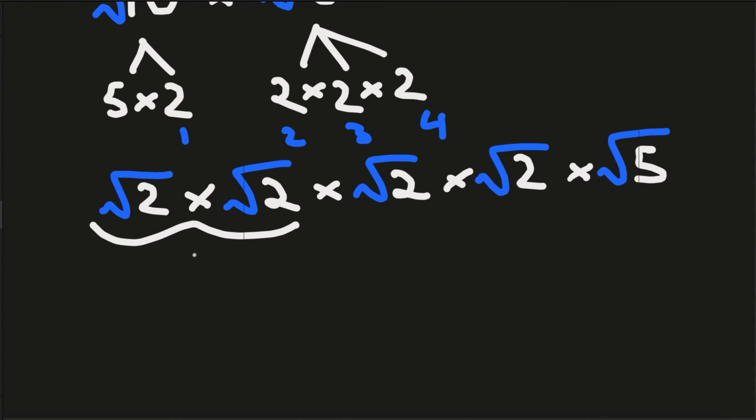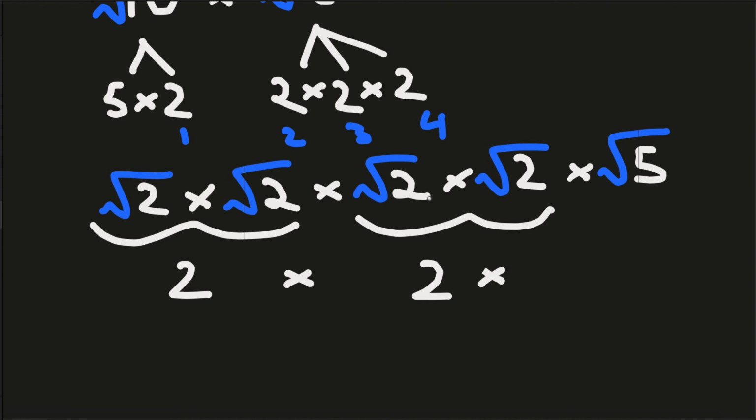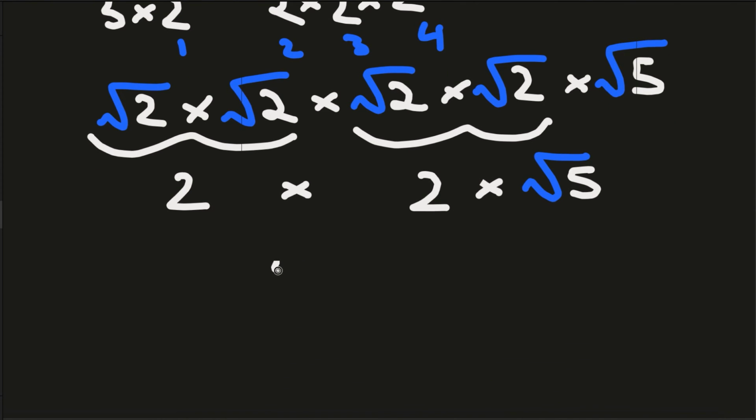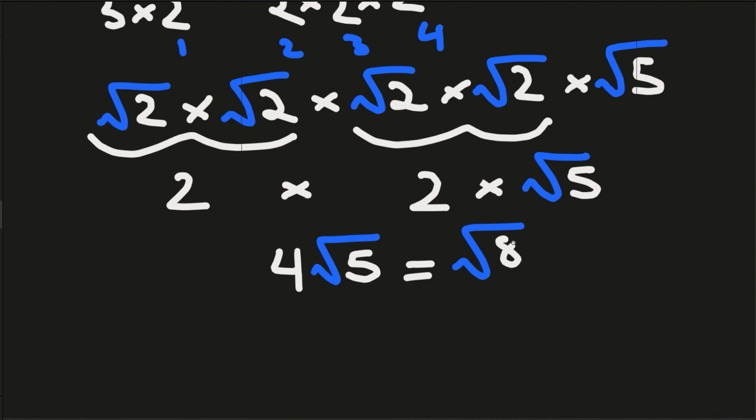We know that this evaluates to 2, as the square roots would cancel out. This portion right here also evaluates to 2. And the square root of 5 is a non-perfect square, meaning that it cannot be simplified. So what are we left with here? 4 times the square root of 5. 4 times the square root of 5 is equal to our original problem, square root of 80. And it would be our answer as we simplified it the most we could.